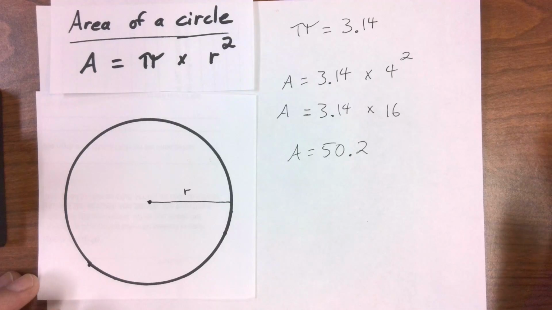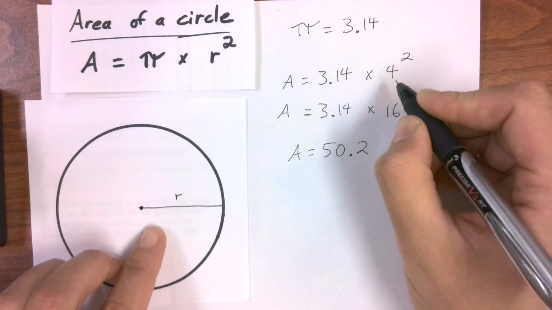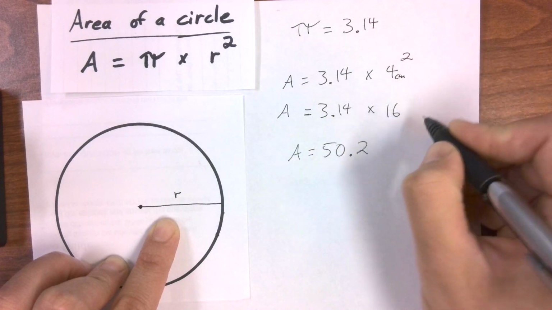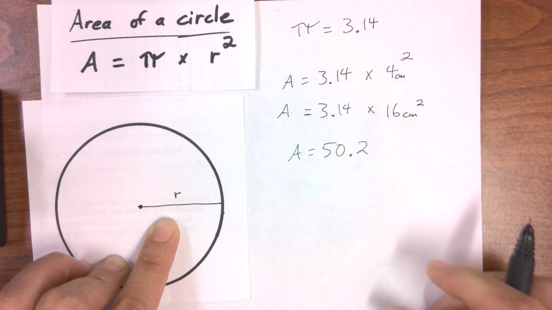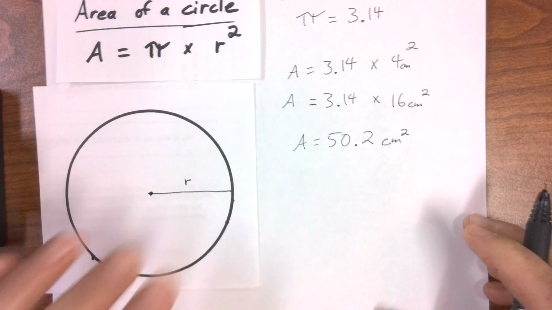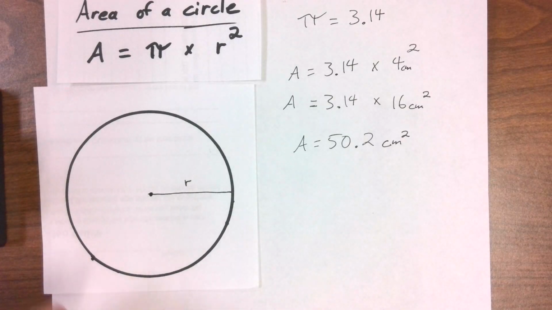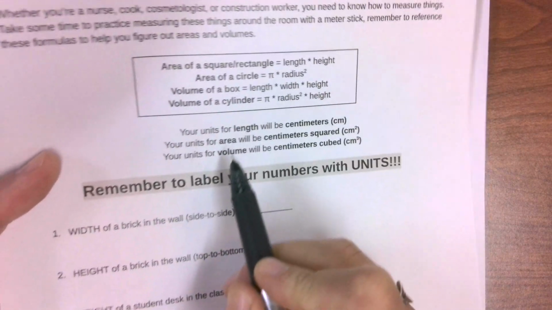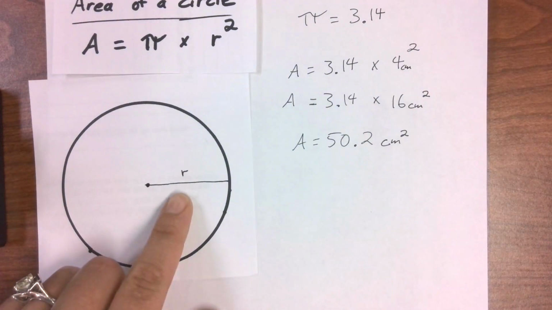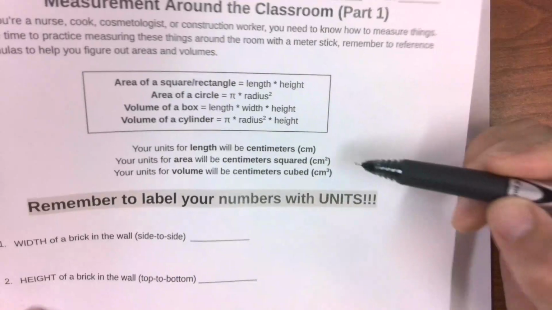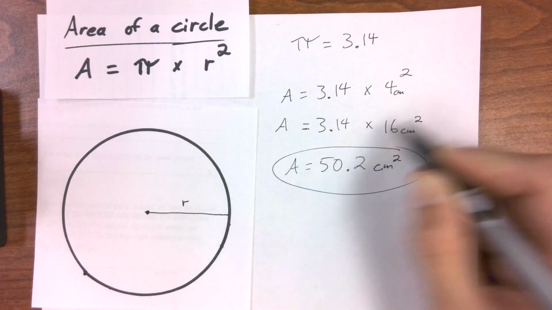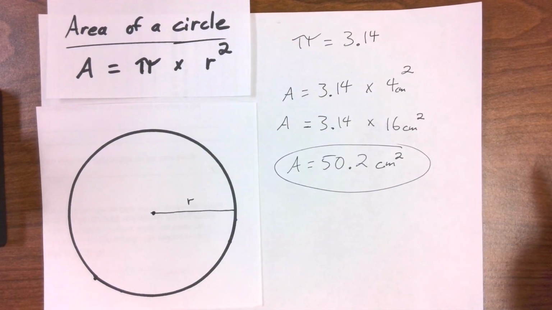Now, here's the other important thing. What unit are we using? Well, really, this radius was 4 centimeters. But then when we squared it, it became 4 centimeters squared. Okay, so that would be our unit on this number as well, centimeters squared. Now, if that's too difficult for you to remember, anytime you're measuring area, and we just measured the area of the circle, your units for area will always be centimeters squared. At least because we measured that radius in centimeters, that means our unit will be centimeters squared. Okay, so there we go, 50.2 centimeters squared is the area of our circle using that formula. I hope that helps.